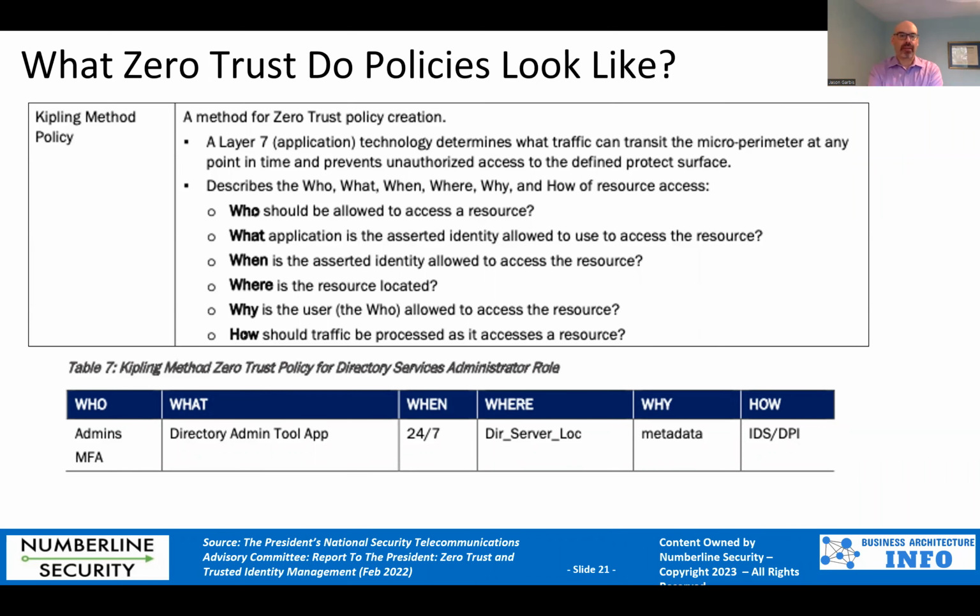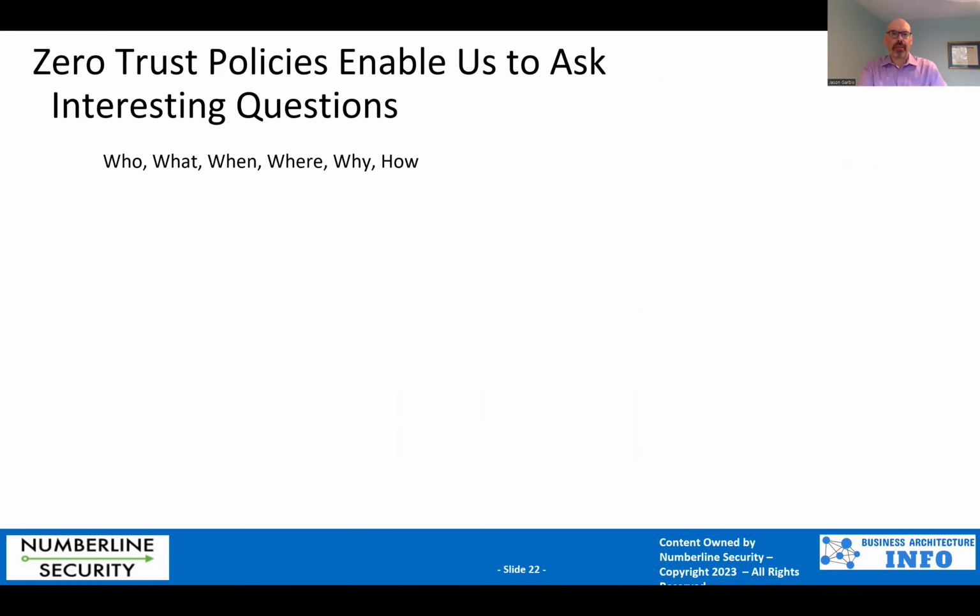So the example they give here is, for my administrators who want to be able to access this directory administration tool, they can only do it if they are in the right directory group. I want them to have access 24/7. It needs to go through the IDS with DPAC inspection, and they have to be MFA'd. They have to have MFA applied. That type of policy is something that's a little bit more meaningful. We look at it from another example.